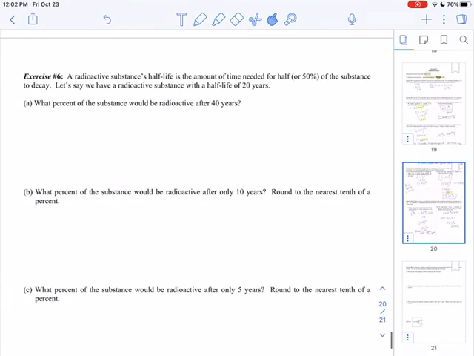I do want to try the problems on the next page because they have to do with half-life. So we'll try A and B. I'm trying to keep your videos as short as possible, but let's look at A and B. A radioactive substance has a half-life. You've talked about half-life probably in science. It is the amount of time needed for half of the substance, 50% of it, to decay. Let's say we have a radioactive substance with a half-life of 20 years. What percentage of the substance would be radioactive after 40 years?